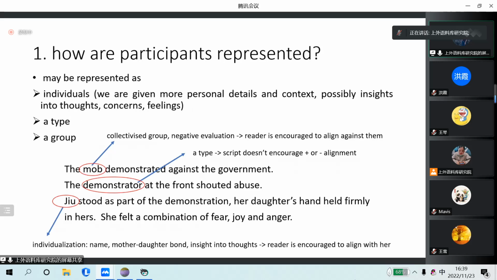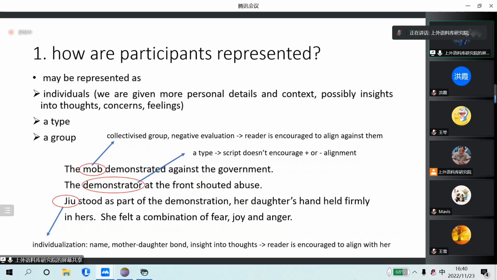So if we look at how participants are represented, they may be represented either as individuals, a type, or a group. What's the difference there? Well, if it's individuals, we're given a lot of extra information like personal details, context, and possible insights into thoughts and how they feel. Like when the two women travel posted, it's cold. It helped to align us, to bring us closer to them because we were kind of drawn into their world.